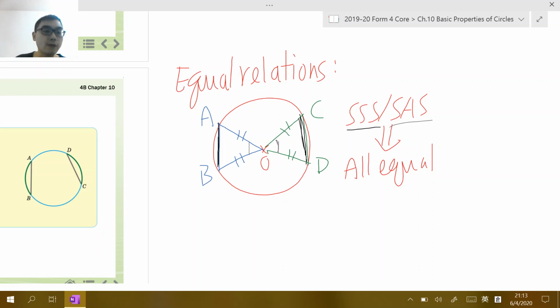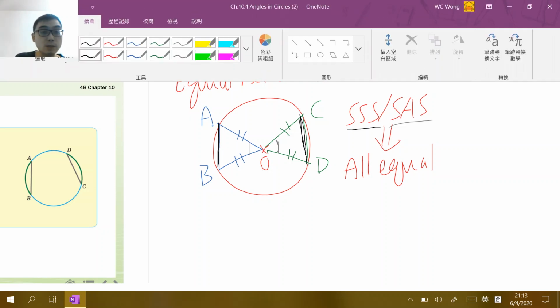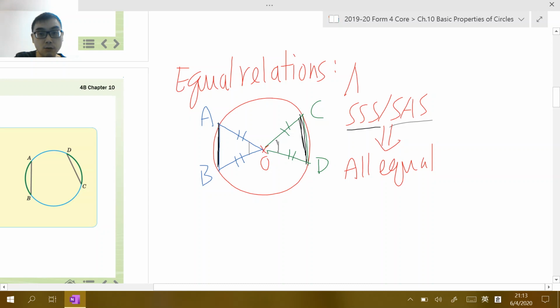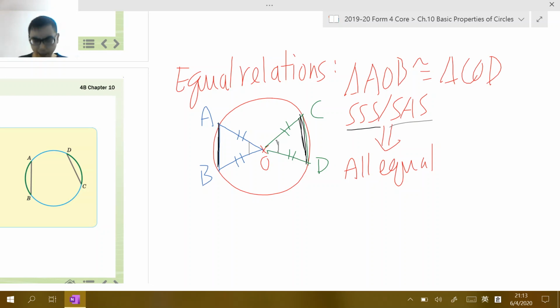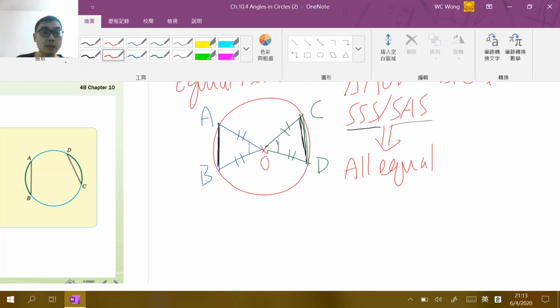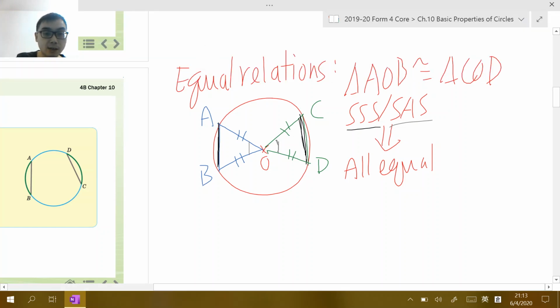Because all the things are the same, you can see these two triangles are congruent due to SSS or SAS, and the congruent triangles would be triangle AOB congruent to triangle COD. Because of this, you can also imply the other things are equal. For example, the chords are equal, so the angles are equal and the chords are equal. So this is actually the equal relation. And also, if you still remember what I said before, for any angle at the center, it should correspond to the arcs subtended by it.